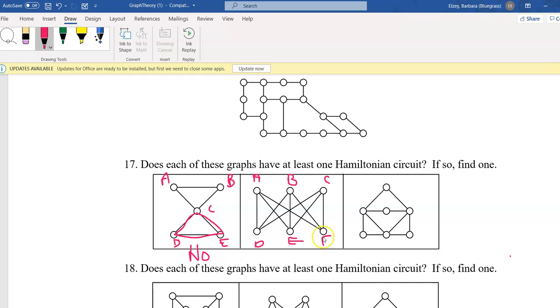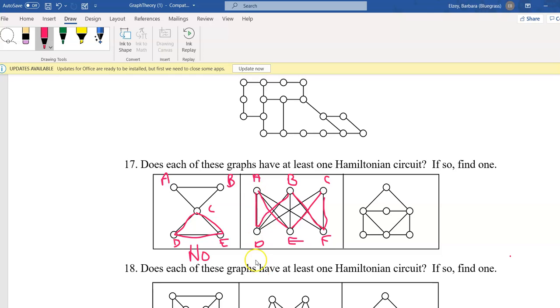So remember, we don't have to visit all of these edges. We just have to visit every single one of these vertices. So I could go there, I could go there, there, there, and back to A. There's a Hamiltonian circuit. I have visited every vertex just once.